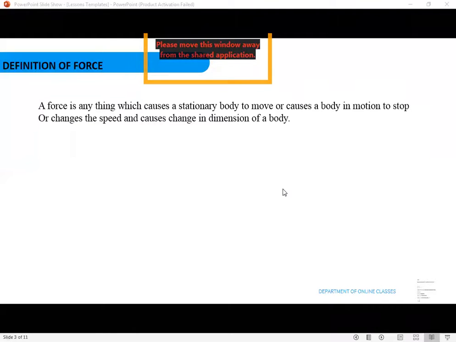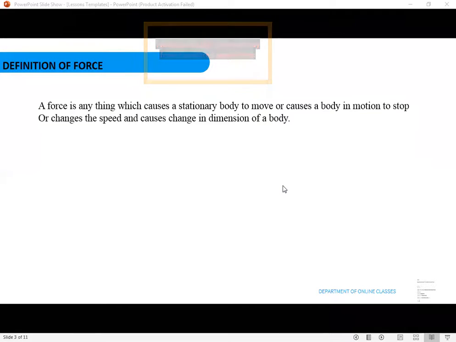People usually say a force is a push or a pull. I don't accept that. So you have to use the properties in defining what a force is. All right.